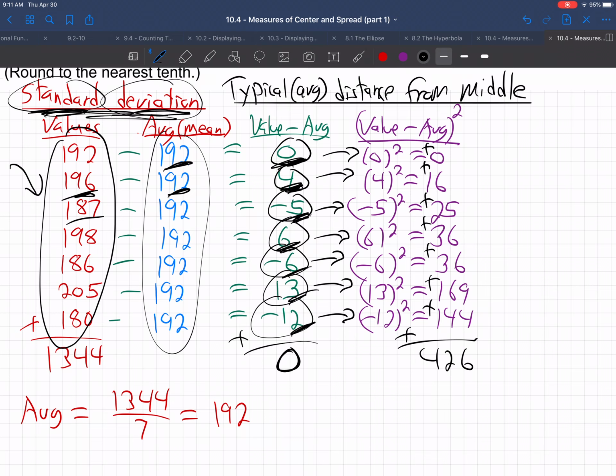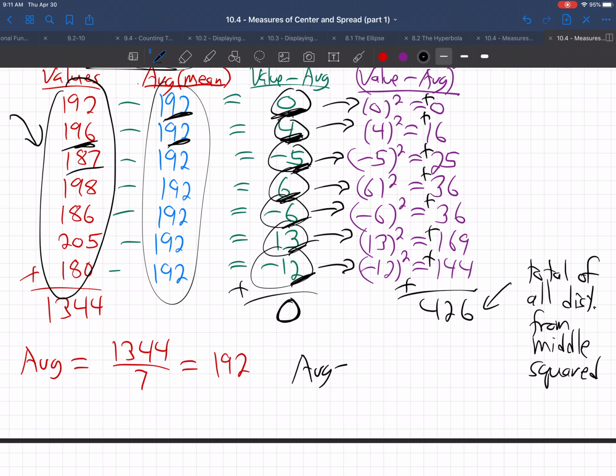And so now this is the total of all deviations, distances from the middle, squared. So we want average. So what do we do then? To find average, you take that 426 and you divide by how many values? Well, how many numbers are there? 1, 2, 3, 4, 5, 6, 7. Yeah, 7. That's right, we had it right here. Over 7, so you get the average distance from the middle.